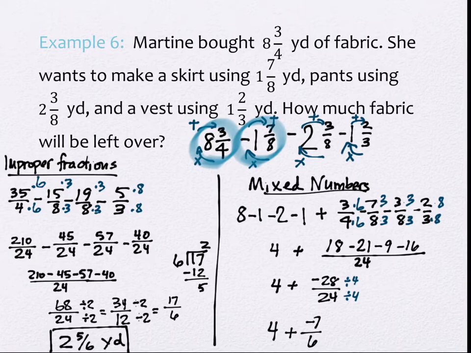Okay, everybody good? All right, negative 7 over 6. I'd like to turn that into a mixed number. What would that be in mixed number form? 7 over 6. Yeah, so it will be 1 and 1/6 subtracted, or negative 1 and 1/6. So I have the positive 4, and then I have minus 1 and 1/6.